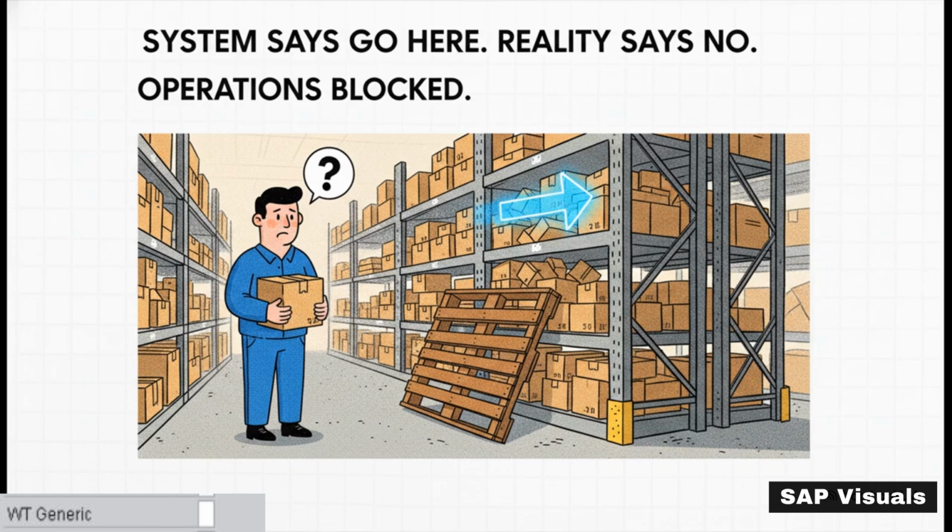An operator gets a task, let's say to put an item away in a very specific bin. They travel all the way across the warehouse, and surprise, the bin's already full. Or maybe there's a pallet temporarily blocking the aisle. The system had no idea. And just like that, the operator is stuck, the task is delayed, and your efficiency just takes a nosedive.